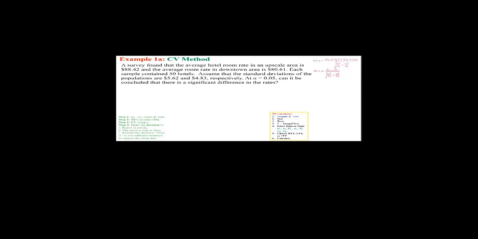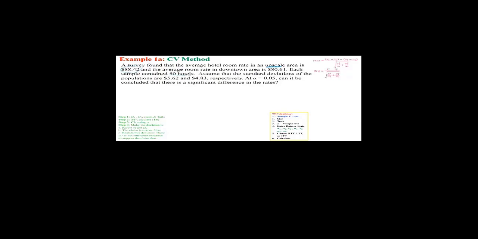When we read this question, we have to be able to write the given. So we have upscale as one group. The average for upscale is 88.42. This is x1 bar. Each one has the same size. N sub 1 equals N sub 2 equals 50. So that's the same for both.